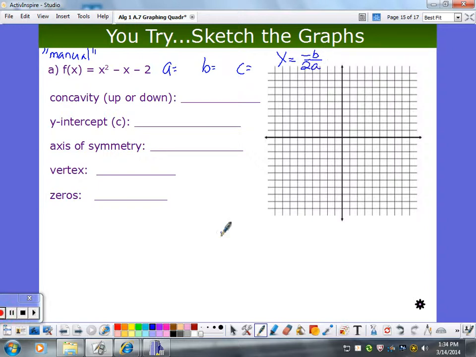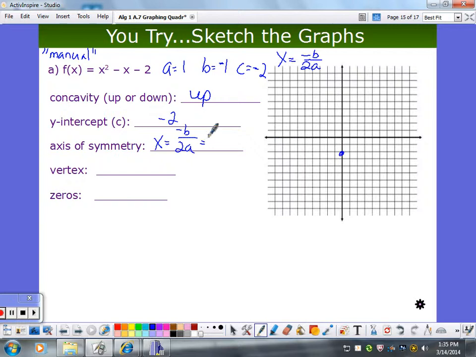Do you have a question? Yes, you can sometimes have an axis of symmetry that's a fraction. It happens a lot, actually. So let me do that part. You got x equals -b over 2a; he's working ahead. So what's a? 1. What's b? And what's c? Is it up or down? What's the y-intercept?